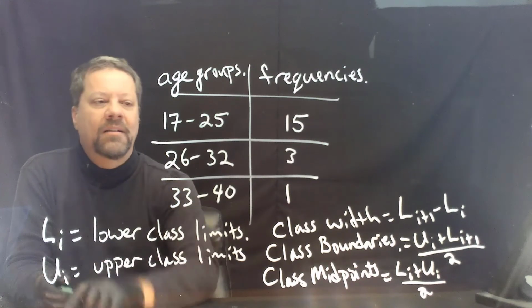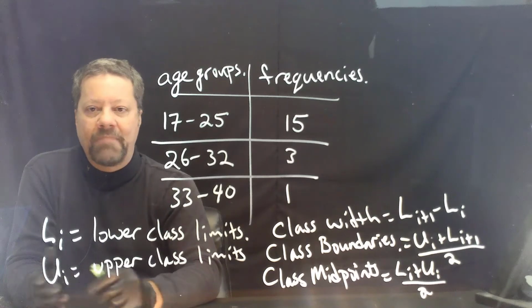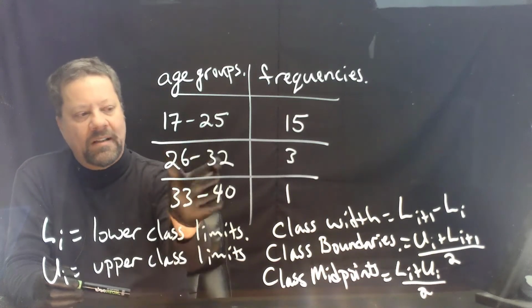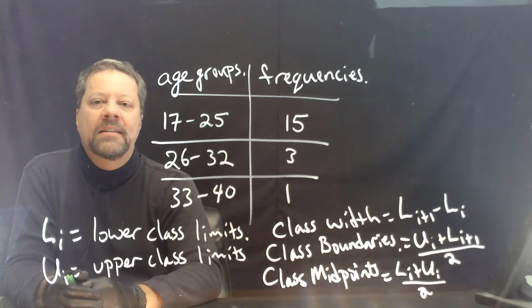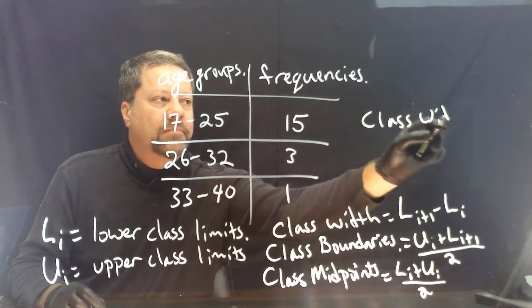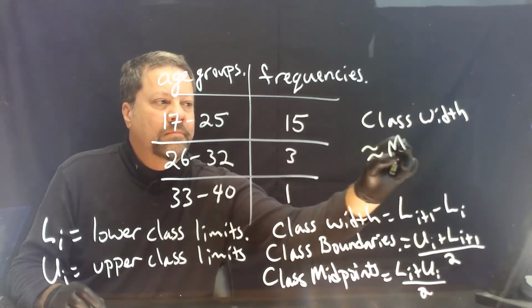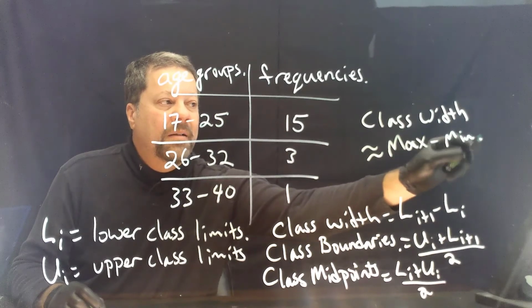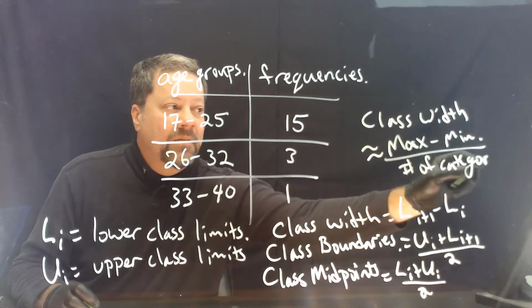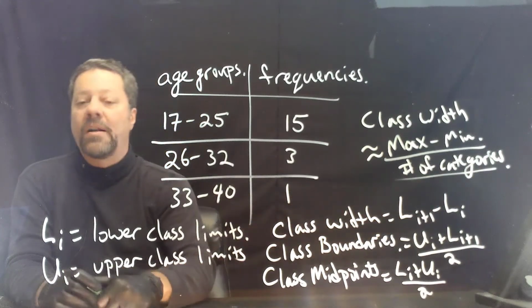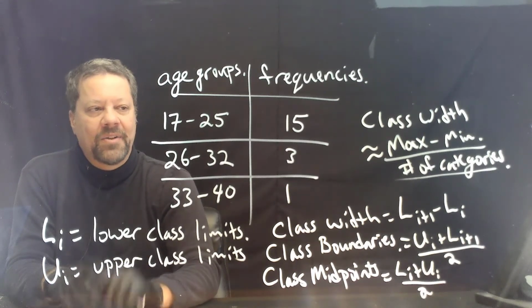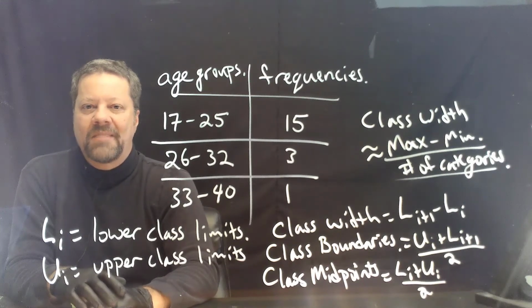It's a little bit bigger on this one just because of the way we randomly decided to set this one up. But typically you would want your class widths to be approximately the max data value minus the minimum divided by the number of categories. And you get to decide how many categories you want. So that will give you the approximate class width. You can round from there and use other adjustments as necessary.